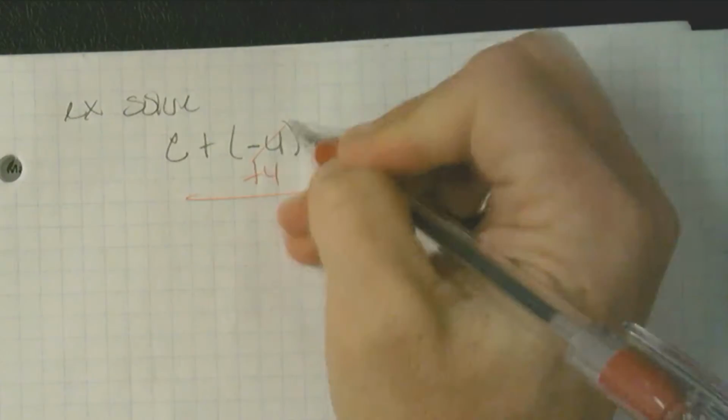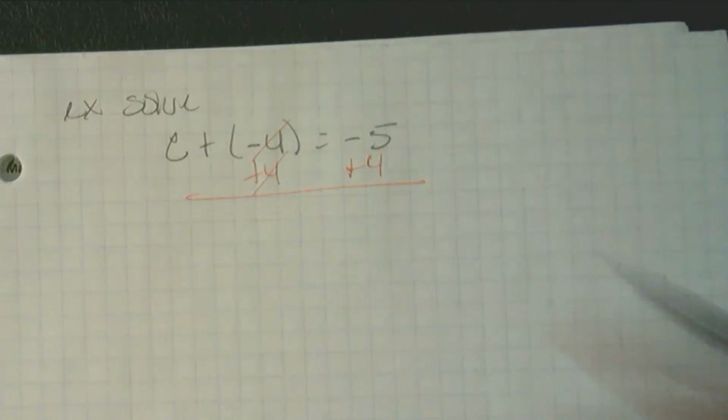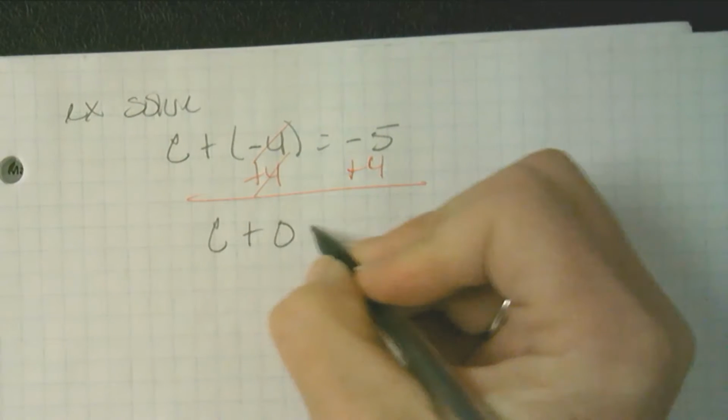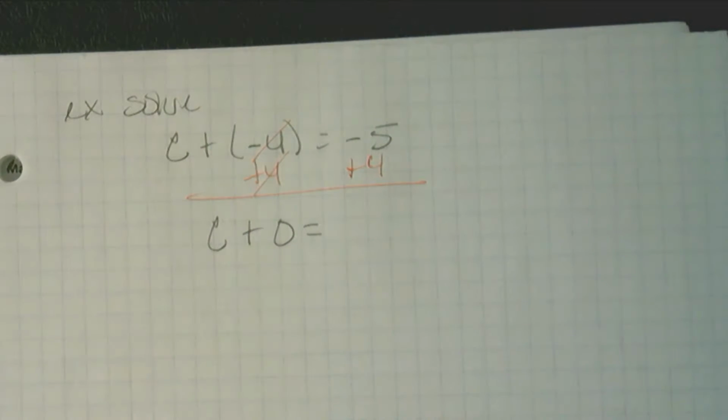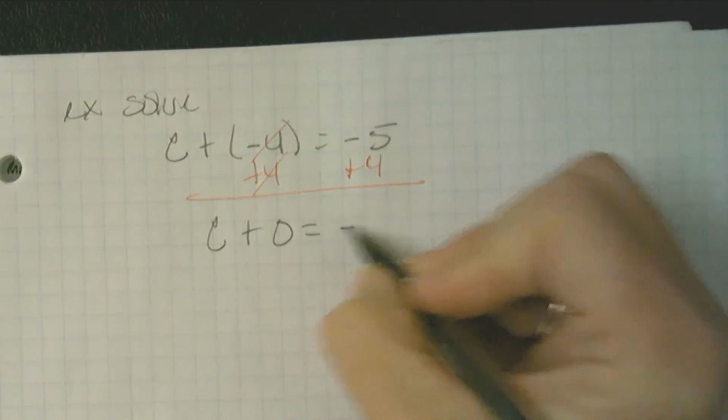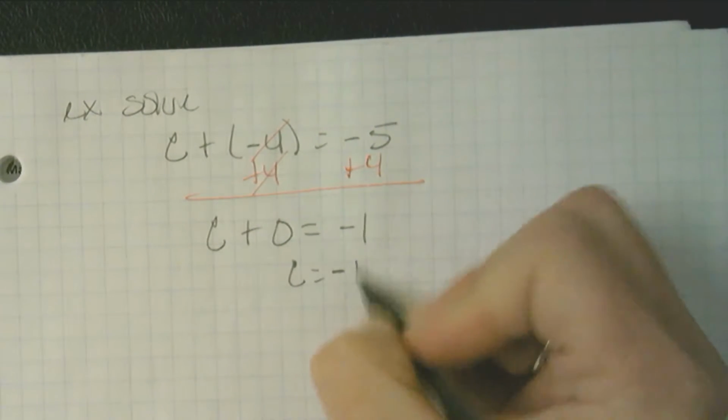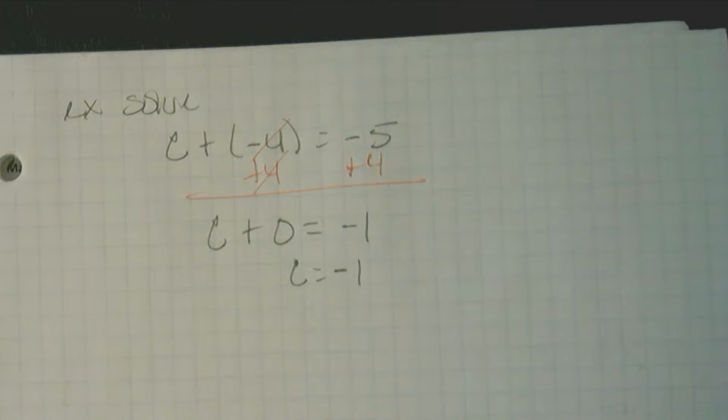All right, my negative 4 and my positive 4 cancel each other out. So I have c plus 0 equals. What is a negative 5 plus a positive 4? Francesca? Negative 1. So c equals a negative 1. You guys cool? Okay. Story problems.